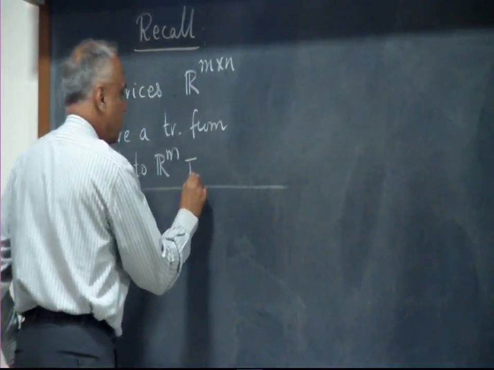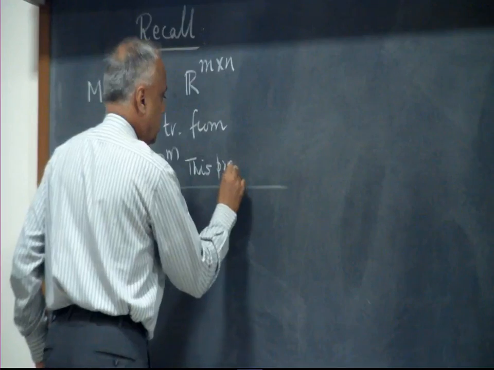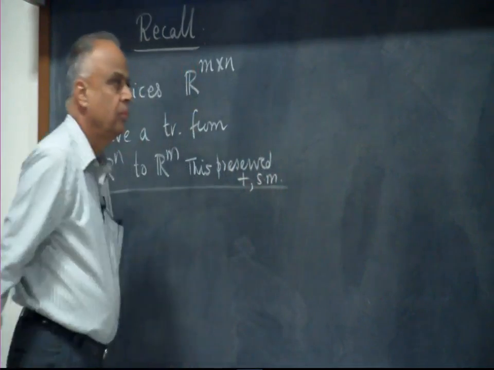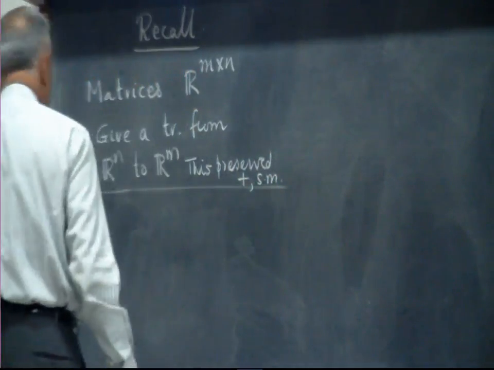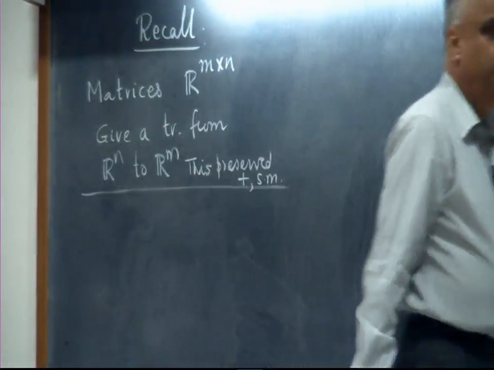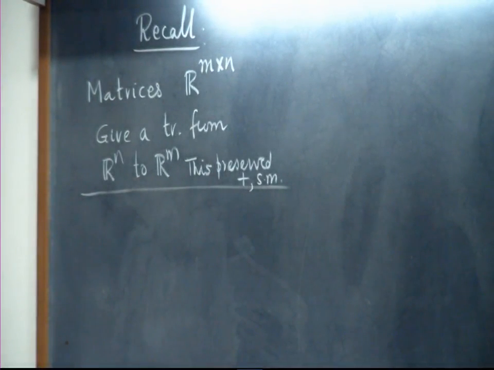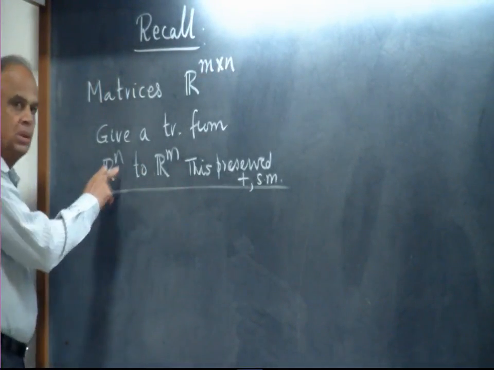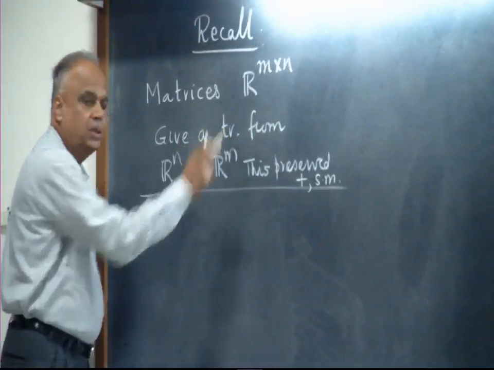And this preserved addition and scalar multiplication. So the matrices gave us a transformation which converted n component vectors to m component vectors, and that preserved addition and multiplication. A of x plus y is ax plus ay, and A of alpha x is alpha Ax. We then generalize this to the vector space situation. We replace these two by vector spaces and the matrix by a linear transformation.